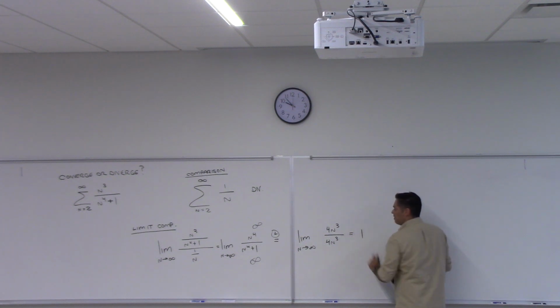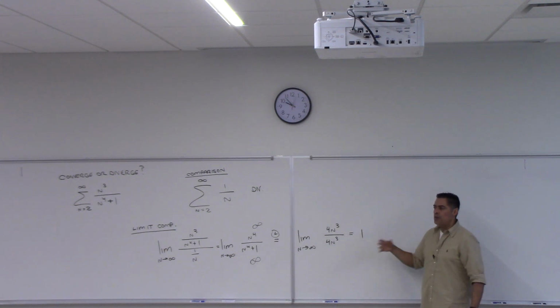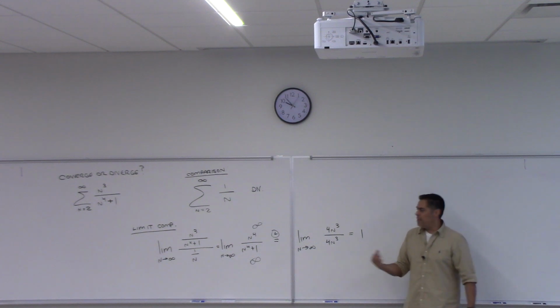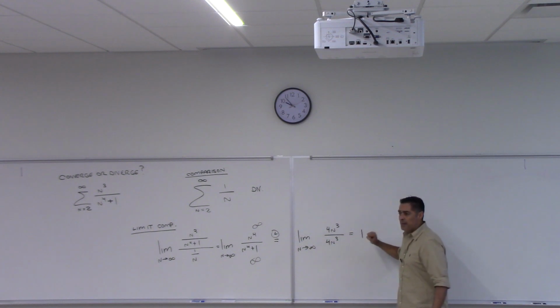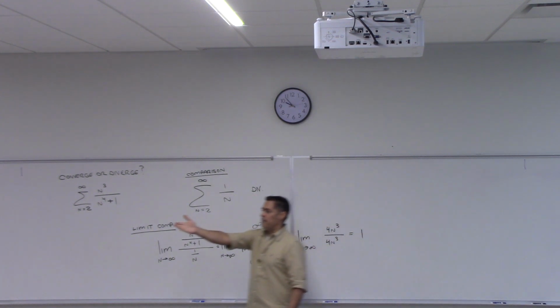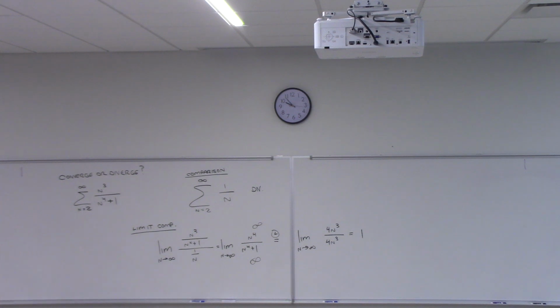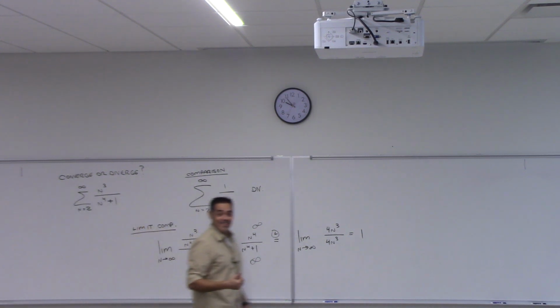And is 1 a positive constant? Yes, it is. So what is the conclusion? The limit comparison test says, if this limit comes out to be a positive real number, then what? What is the conclusion? Then both series converge or both series diverge. In other words, whatever one of them does, they both do. And don't we know what one of them does? We know one diverges. That means they both diverge. Okay? That's a little nicer, isn't it?